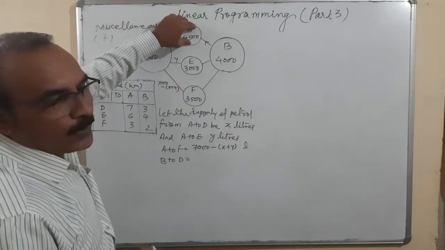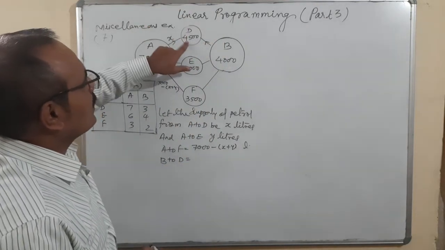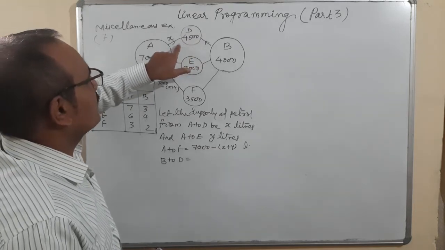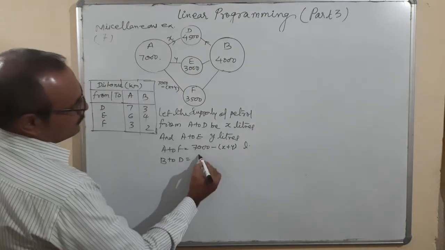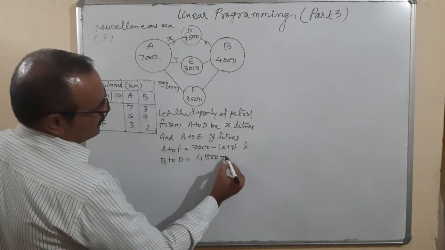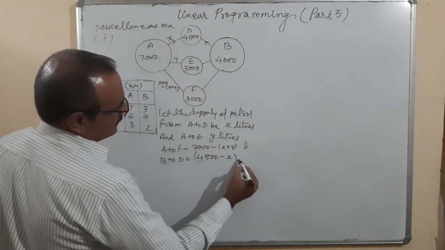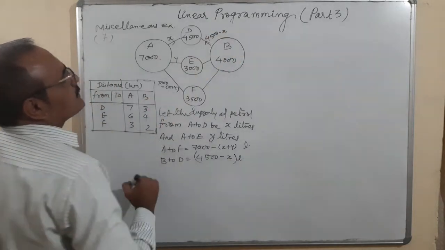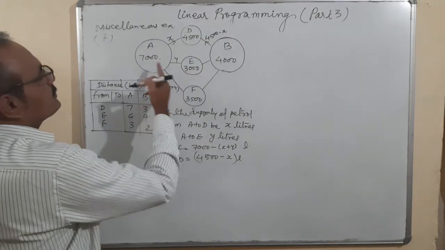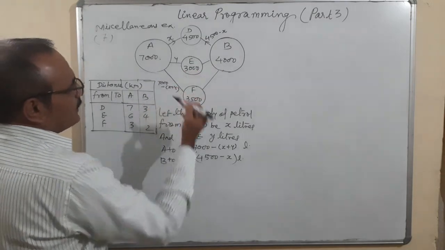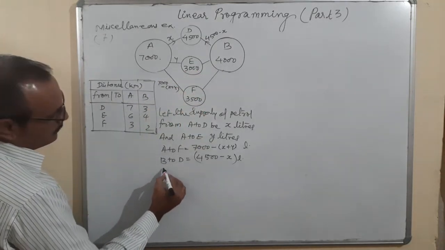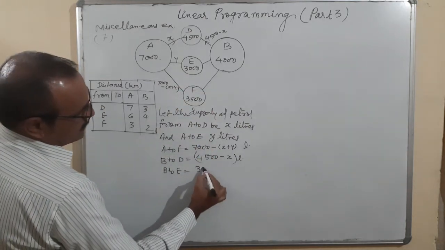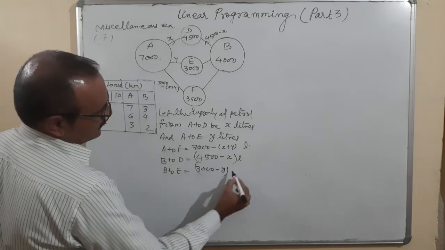This petrol pump already got X liter. How much is required? It is required 5,000 minus X liter. So here 4,500 minus X liter. Is it okay? 4,500 minus X. Here it already got Y liter. So remember, the remaining from B to E, B2E, is equal to 3000 minus Y liter.